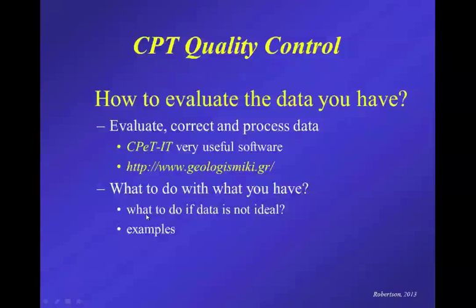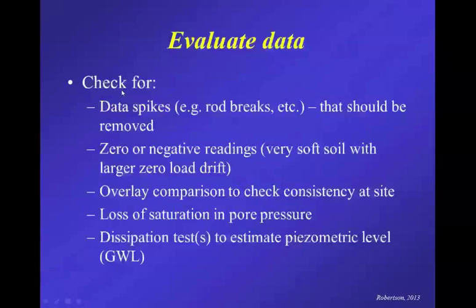And so what do you do with what you have? If someone presents you with the data, what do I do if the data is not ideal, that maybe there has been some zero drift, and how do I identify that? So I'll illustrate with some examples. What do you check for? Check for data spikes, sometimes rod breaks. In the old days, they were quite common. Now less so. Data acquisition systems have got a lot better. In the old days, it was quite common that every time you paused to add another rod, that little spike would show up in the data, and ideally you'd like to remove it. But you can get data spikes for other reasons, and I'll illustrate some examples of that.